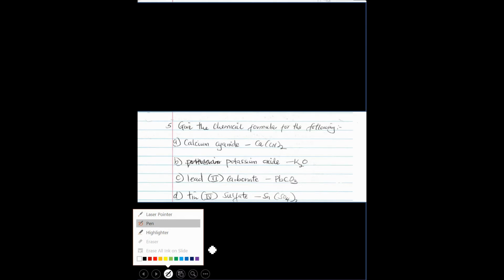Give the chemical formula of the following. Okay, so calcium has a charge of 2 plus. Cyanide is CN and has a charge of minus. So this number comes down, this number comes down. So the formula is Ca. CN is a polyatomic anion, so we have to put the 2 outside. Calcium cyanide.